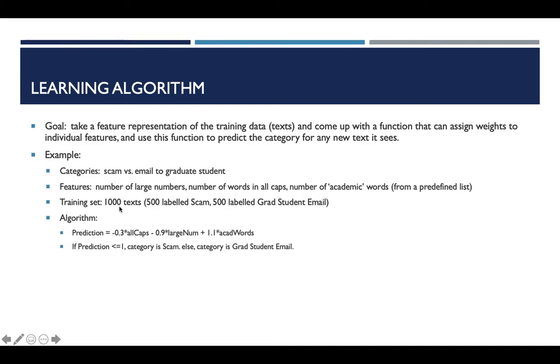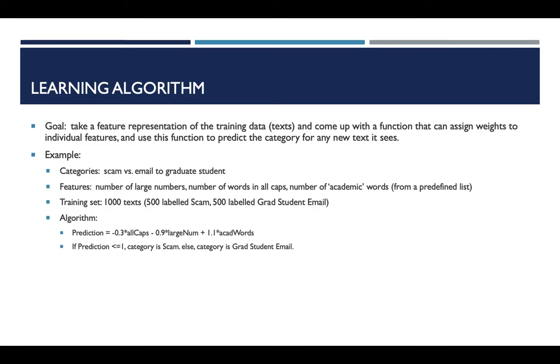And so we'll have a training set, which will be 1,000 texts. 500 of them are labeled scams, and 500 of them are labeled grad student emails. And a human went through and labeled all 1,000 of those for the training set, and also for the test set, obviously, because that's how you're going to test the computer. You don't give it those labels when it's going through and doing the test set, but you'll check it. So now we have our algorithm. Again, this is a made-up algorithm. I don't think it's valid at all, but it gets the point across.